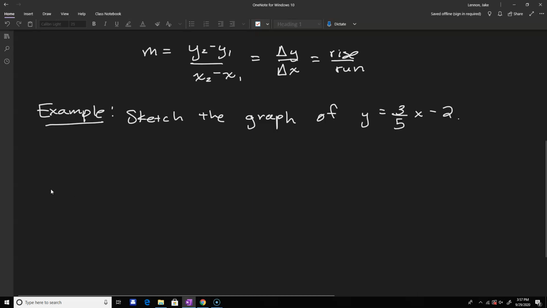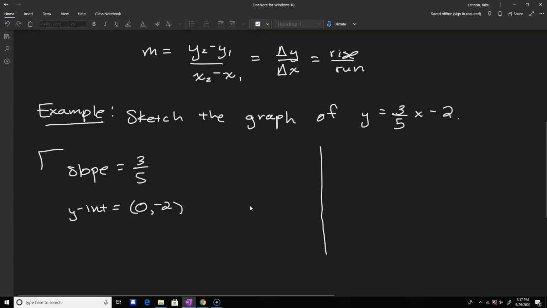The thing here is to first identify your slope. So your slope is 3/5, and your y-intercept is (0, -2). Then if you have a Cartesian plane, all you have to do is first find your y-intercept. That's where it hits the y-axis, so down here at -2 somewhere. And then you can think of the slope as a way to tell us how to get to another point.